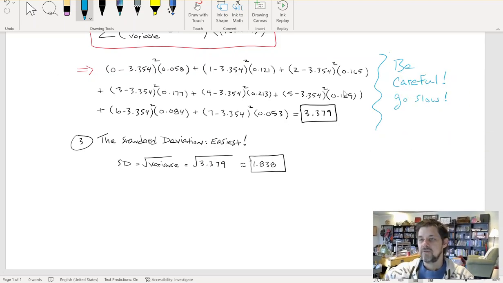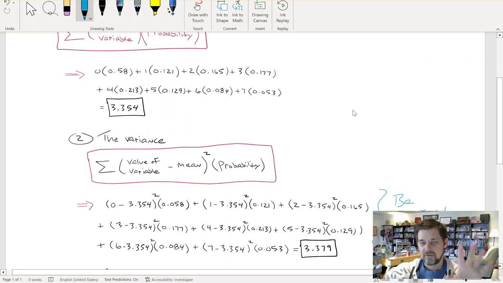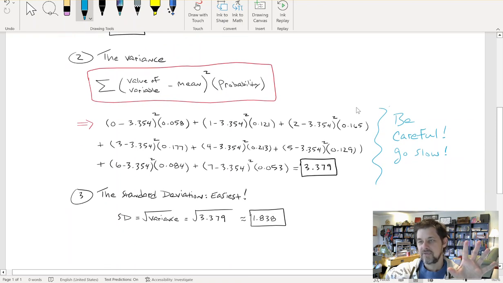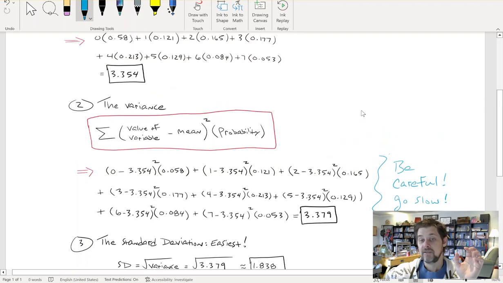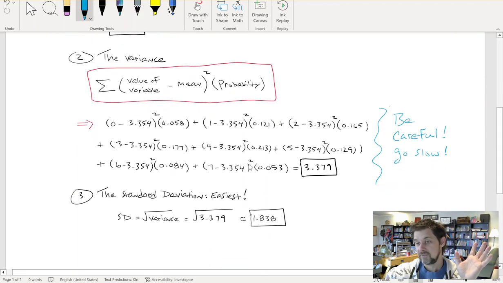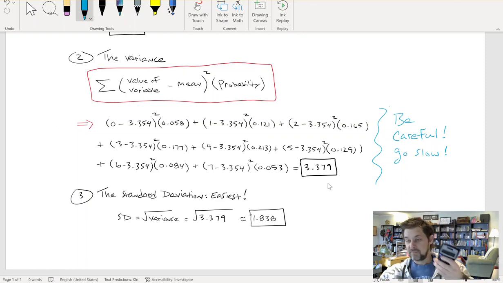Okay, so I'm going to leave StatCrunch out on this one. This is going to be a paper and pencil type calculation. If you've got a nice graphing calculator, it can make some of this a little easier for you. But you've got to work with what you have. If you're like me and you have a simple calculator, then you just have to be careful.